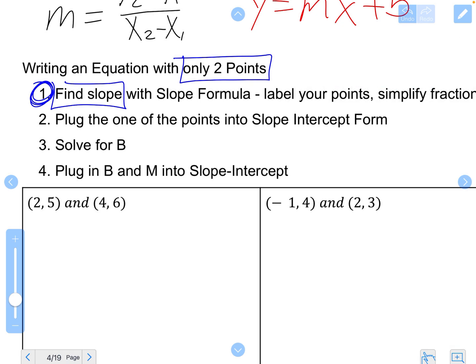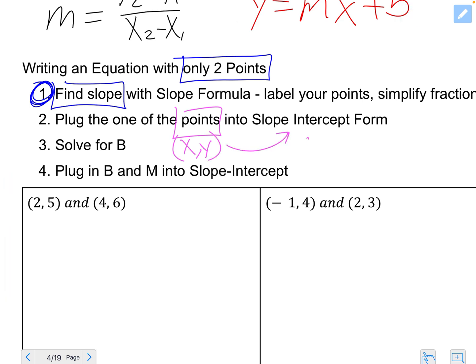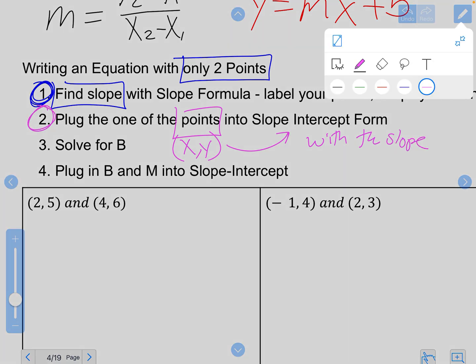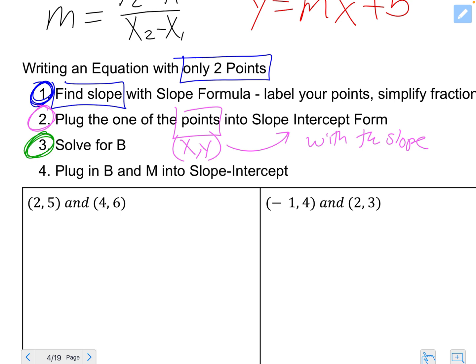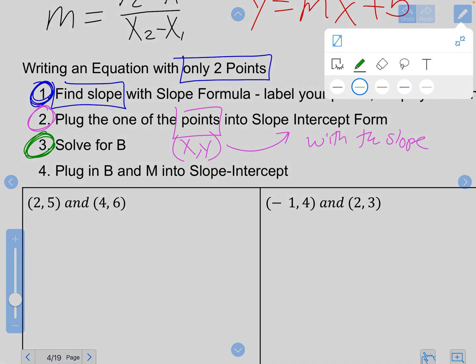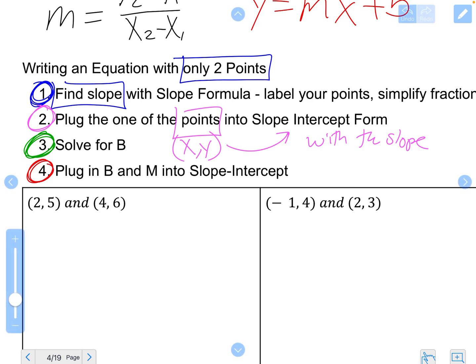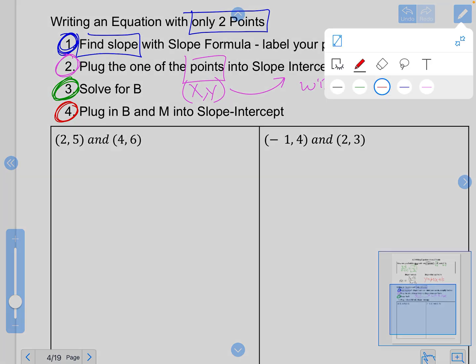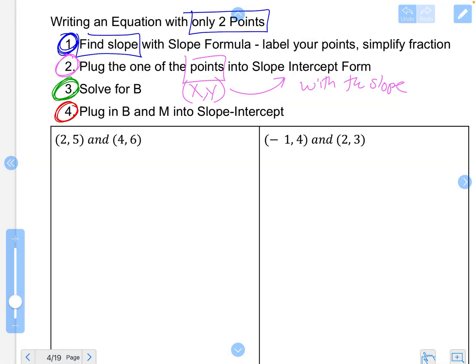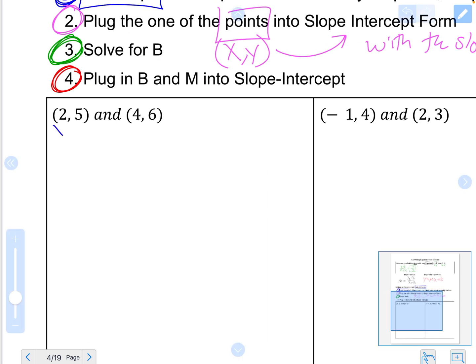The next thing, this is our new step, is that we're going to take one of the points, x comma y, and plug it into slope-intercept form with the slope. And that's going to allow us to find our b. And then we plug in our slope and we plug in our b and we have our answer. I'm going to try to do my best to color code these so that you know which steps are which. So our first one is to find our slope.